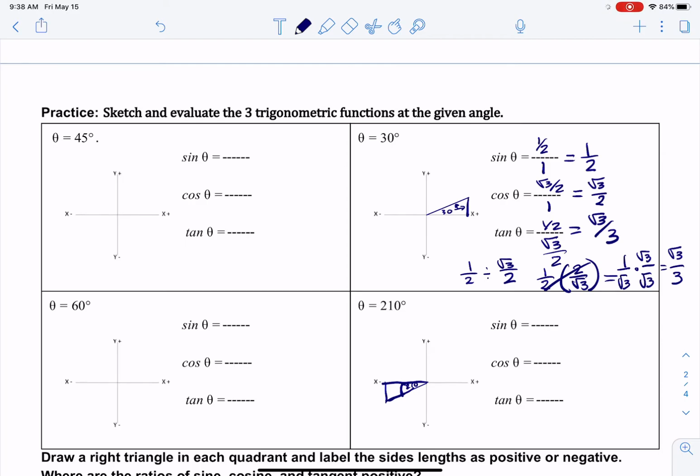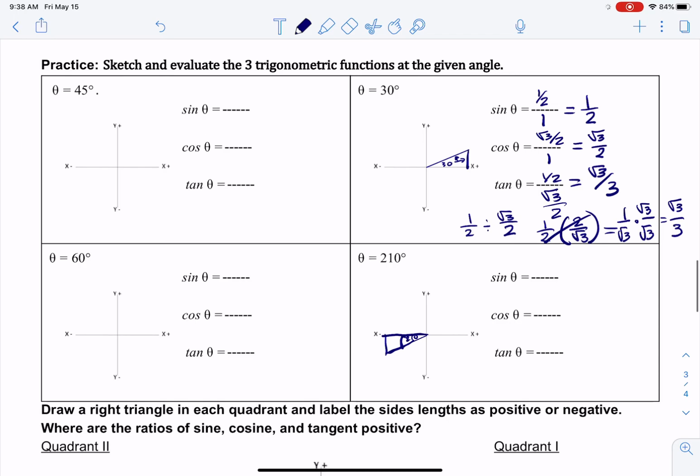And now I just need to pay attention to negatives and positives. So again, sine, we're going to be talking about this distance here, this vertical distance, and it's negative because we're going down. So this is going to be negative 1/2 over 1, or just negative 1/2. Cosine is also in the negative direction. My adjacent measurement here is also negative, square root 3 over 2 divided by 1, again, just negative root 3 over 2.